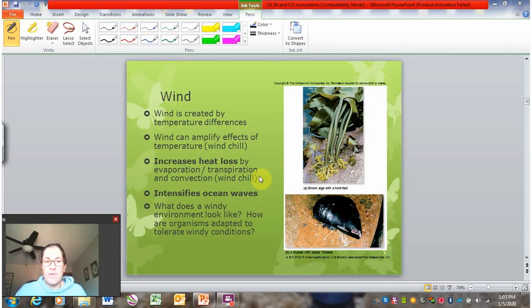So, for example, you've probably heard the word wind chill and the way that wind can amplify how cold it feels. It does this by increasing heat loss. It makes things evaporate more quickly or transpire. That's the loss of water out of living things, more dramatically. And so that's where the wind chill comes from. It can also make a hot day feel even hotter in some cases.